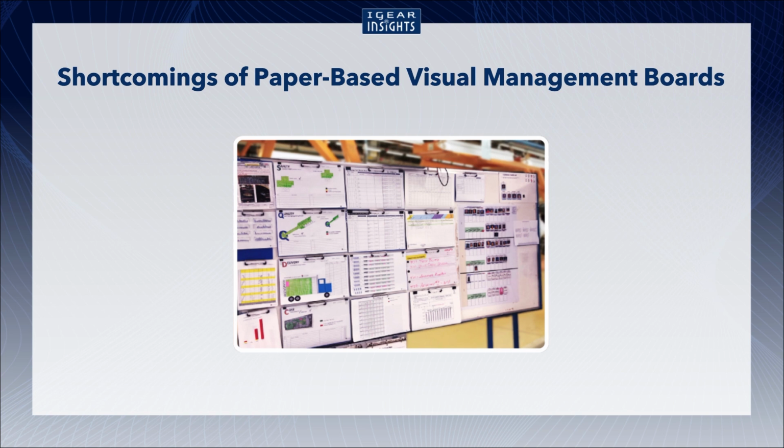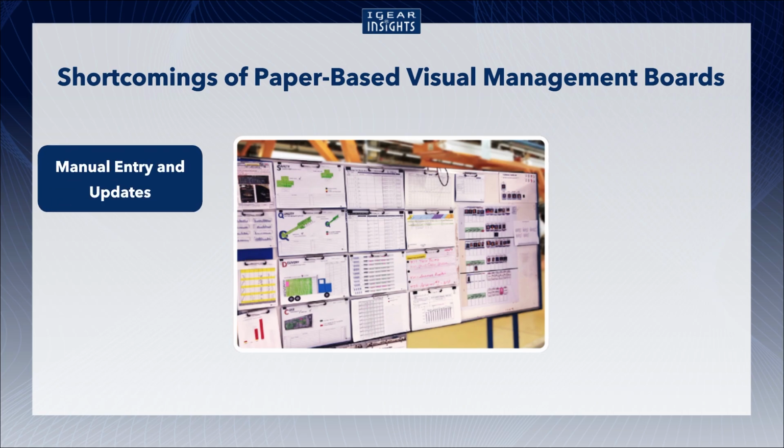Next, we have some shortcomings of paper boards. So before I get started on the digital transformation, I want to have a quick discussion and review, at a high level, of the concerns and shortcomings of paper boards that we've seen with our customers and those in the industry. So the first would be manual entry and updates. It could take a lot of time to keep paper boards updated every shift, every day, especially when there's a dozen or more boards within a plant. So all the handwriting, printing, and walking not only take time, but it also takes resources.